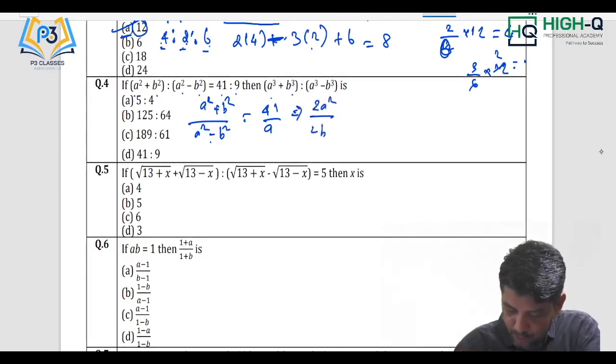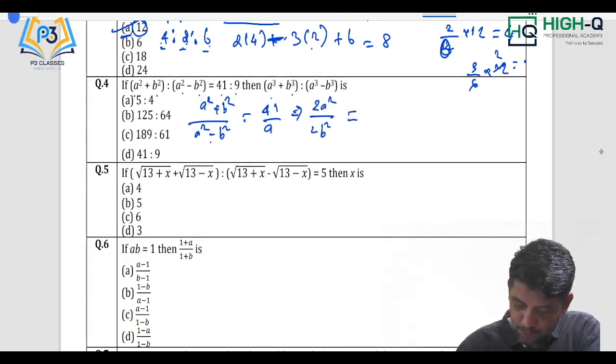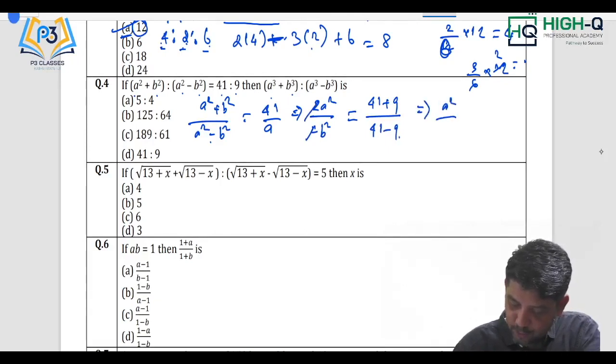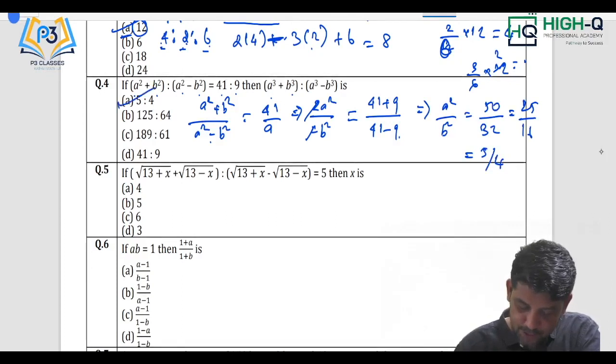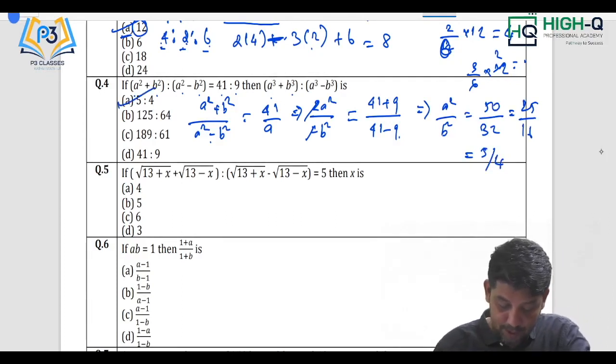2a square by 2b square is equal to 41 plus 9 divided by 41 minus 9. So the 2 gets cancelled. Can I say a square by b square is equal to 50 by 32, which is nothing but 25 by 16? Can we say 5 by 4, my dear? So our answer is A. Oh, sorry. But 5 by 4 is a by b.